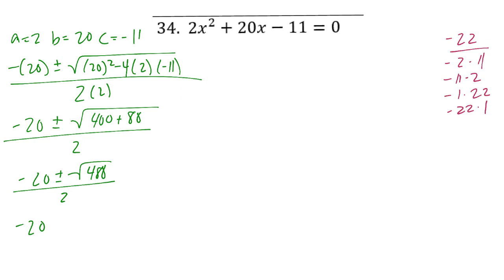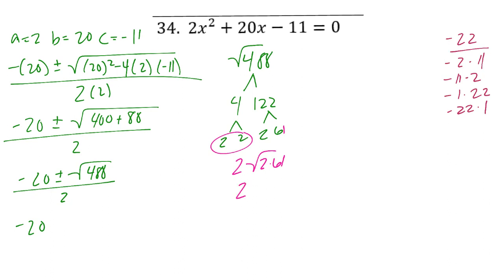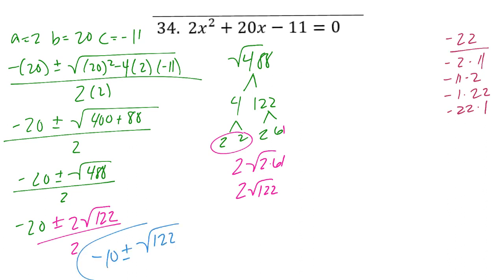So negative 20. Oh, we got to simplify that. So square root of 488. And we got to break that down, which is a big number to break down. I did 4 and 122. And then I did 2 and 2, and 122 breaks down into 2 and 61. So all I have a pair of is 2's. So it's 2 root 2 times 61, which is 2 root 122. So plus or minus 2 root 122 all over 2. Last up, we can divide both these pieces by 2. Negative 10 plus or minus root 122.